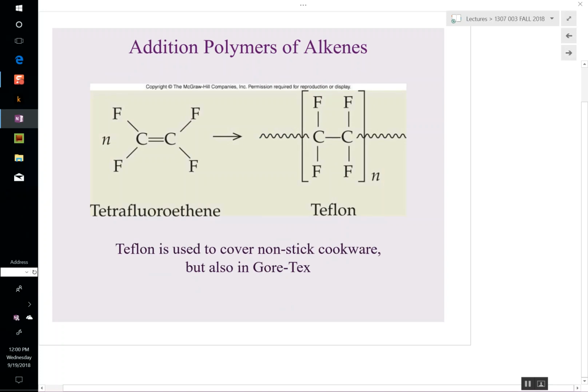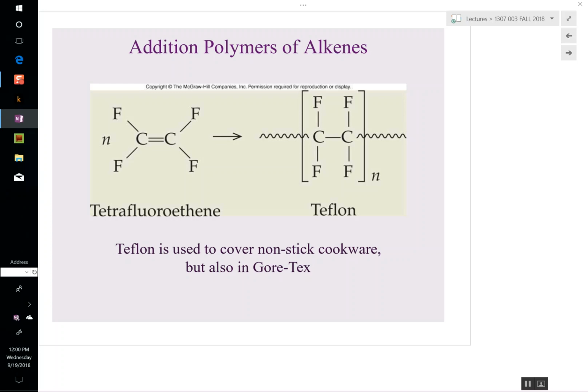Here's tetrafluoroethene is going to make polytetrafluoroethene or Teflon. That's Teflon. So you take the Ziploc baggy kind of stuff, no hydrogens, all fluorines, and you got Teflon.